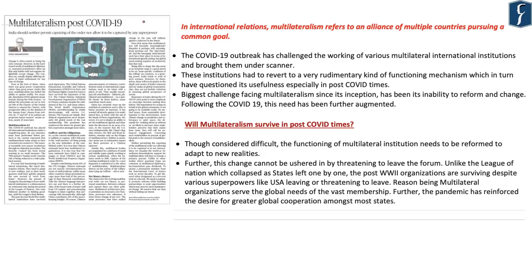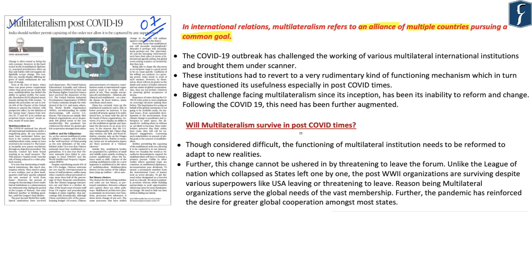This news has been taken from page number 7, titled Multilateralism post-COVID-19, and this is an important topic from the perspective of international relations in GS paper 2. To put it very simply, in international relations, multilateralism refers to an alliance of multiple countries pursuing a common goal. The article has been written in a little confusing and vague manner. However, we have tried to simplify it, and let us talk about the most important points it is trying to put across.